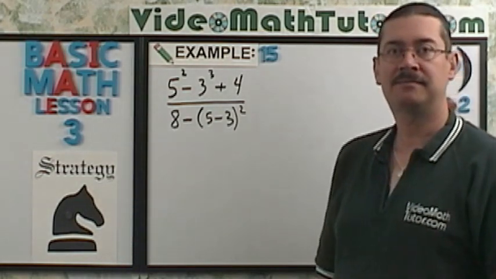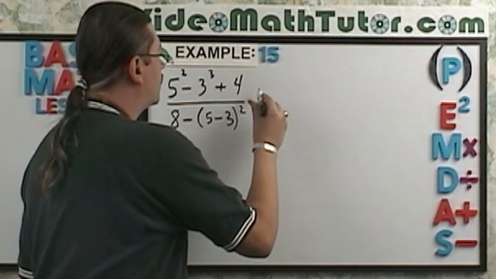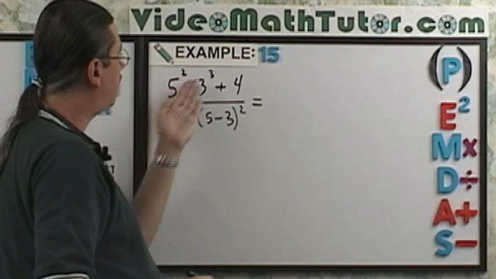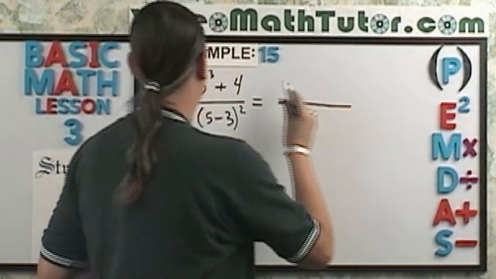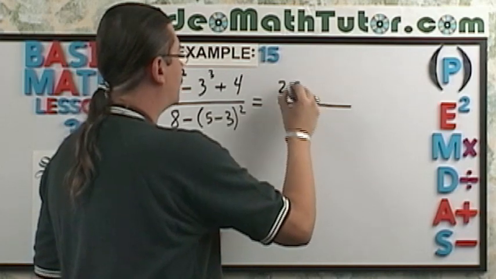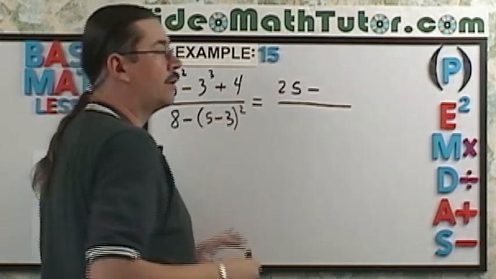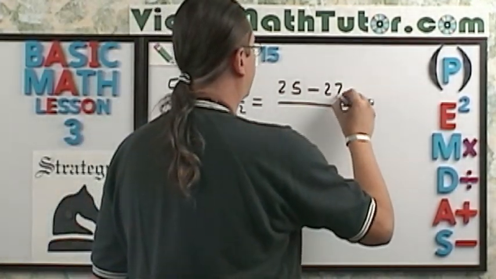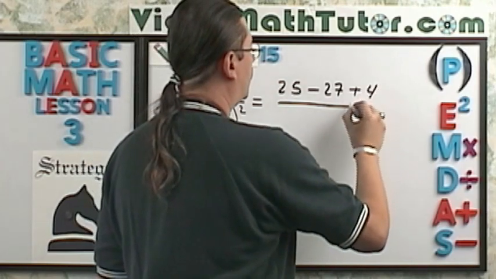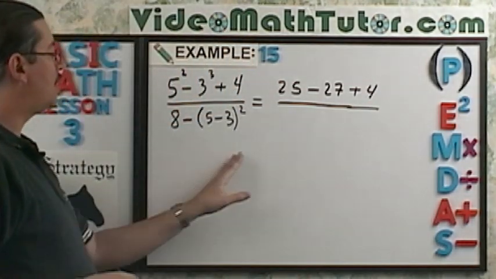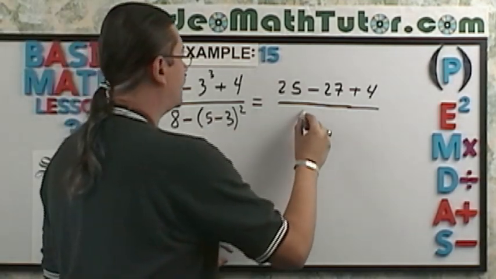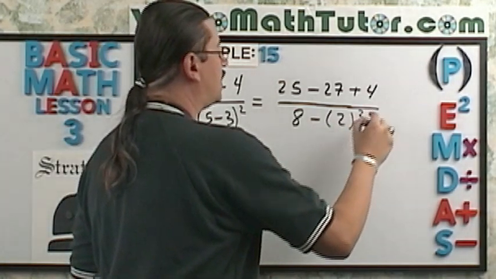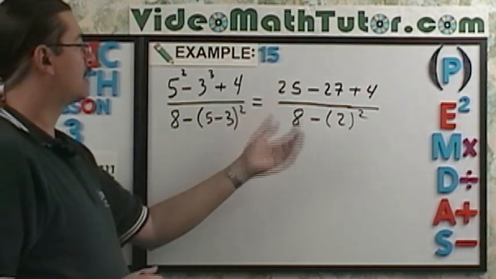Let's go ahead and get started with this problem. So trying to simplify the numerator following PEMDAS, I don't have grouping symbols, but I have exponents. So 5 squared is 25 minus 3 cubed, which is 3 times 3 times 3, which is 27. And then the 4 just stays all by its lonesome. The denominator, I'm going to do grouping symbols first. So everything else stays the same. It was 8 minus 5 minus 3, which is 2, and it's being squared. Let's keep going.